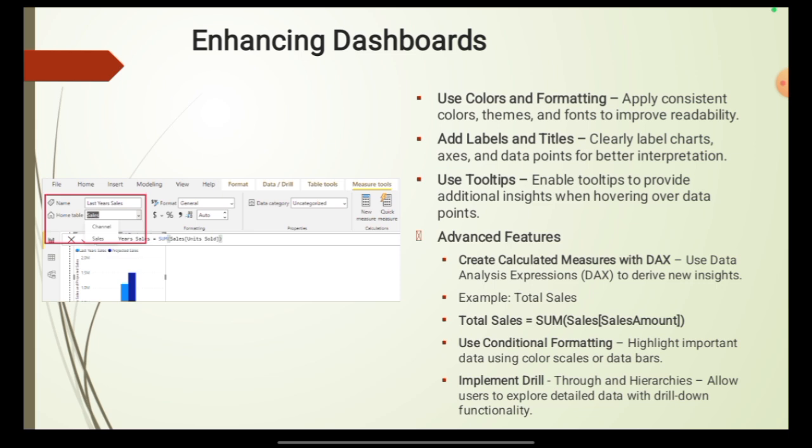The image demonstrates how to create a calculated measure in Power BI using DAX. At the top, the Measure Tools section is highlighted, where you can define the measure's name and select the home table where the measure will be stored. In this example, the measure is named Last Year's Sales and is assigned to the Sales table. The formula bar shows the DAX expression Last Year's Sales equals SUM of Sales Units Sold, which calculates the total units sold by summing the values from the Units Sold column in the Sales table.